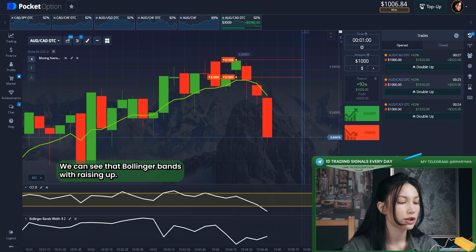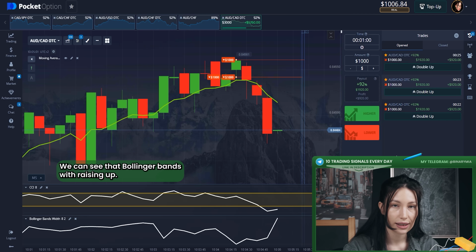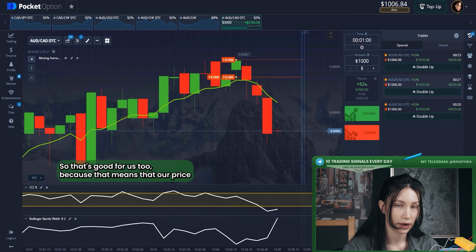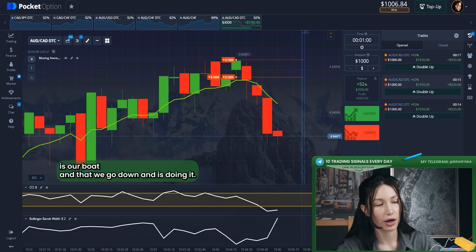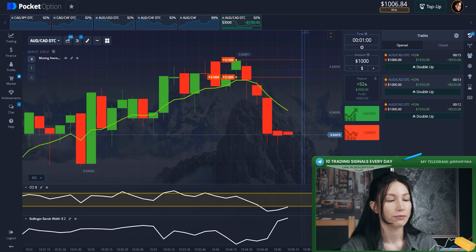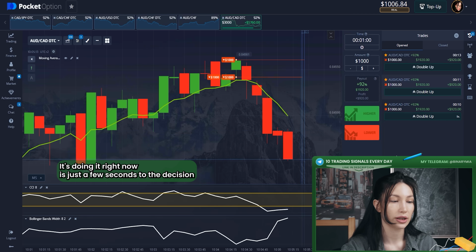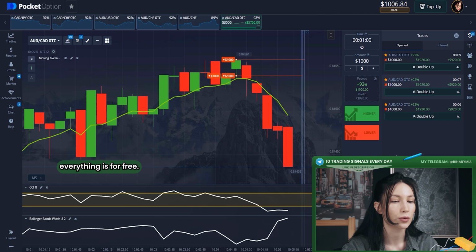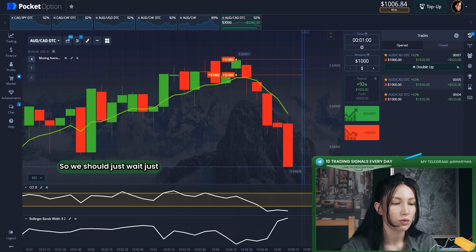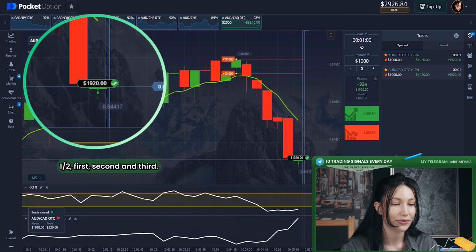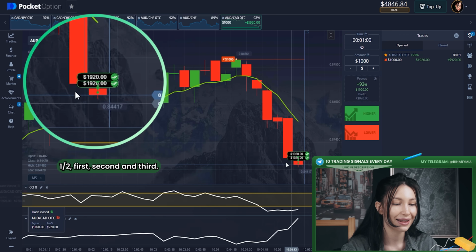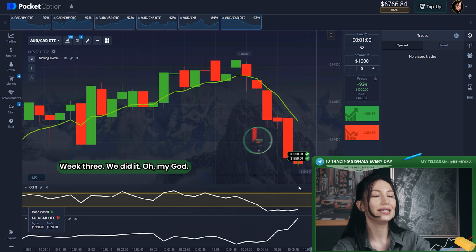We can see that the Bollinger Bands are rising up. So that's good for us too, because that means that our price is overbought, and that will go down. And it's doing it right now. It's just a few seconds till the decision. Everything is perfect. So we should just wait just 1 second. First, second, and third victory, we did it.